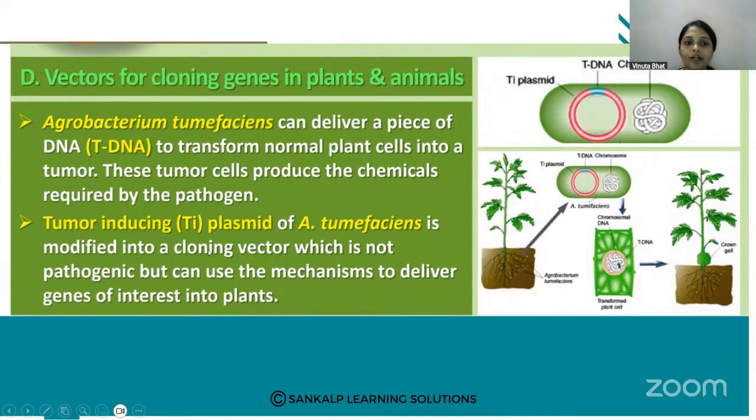It is modified into a cloning vector, which is not pathogenic but can use the mechanism to deliver the genes of interest into the plant. Commonly, this bacterium causes disease, right? It produces the chemicals required by the pathogen, and produces some diseases in plants. So if you remove that piece of DNA, and introduce the desired gene, the T-DNA, into this, the plant can be transformed. Here you can see the crown gall disease.